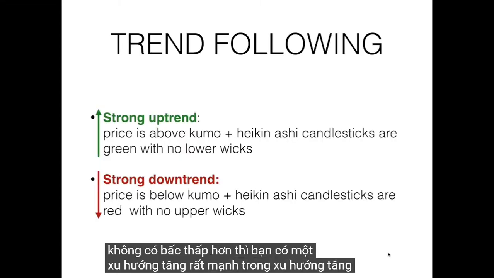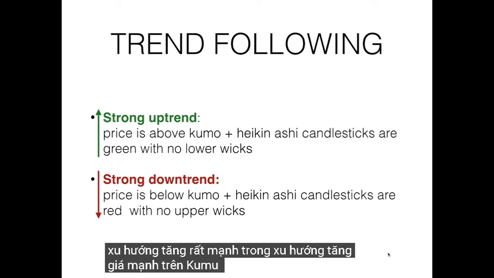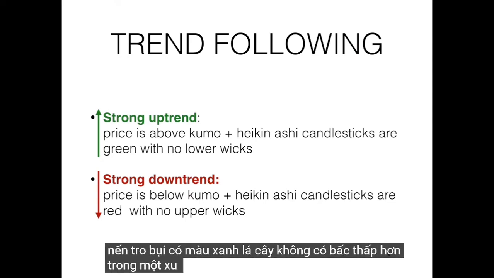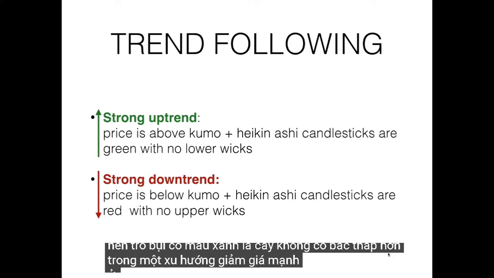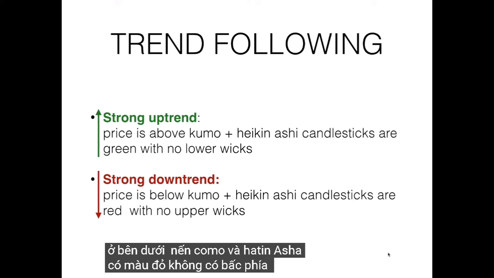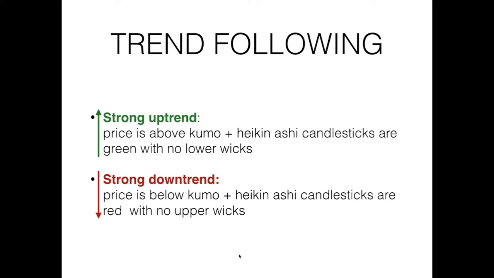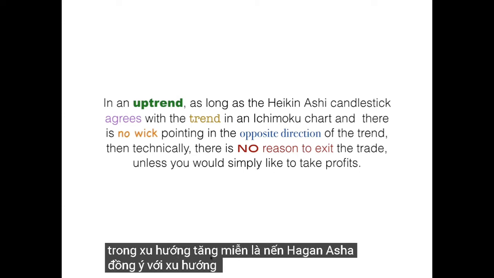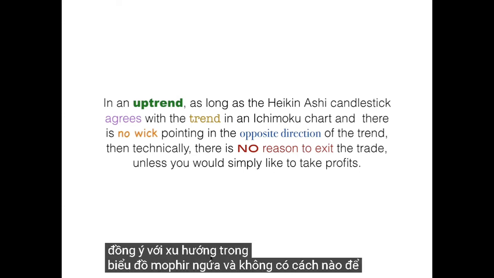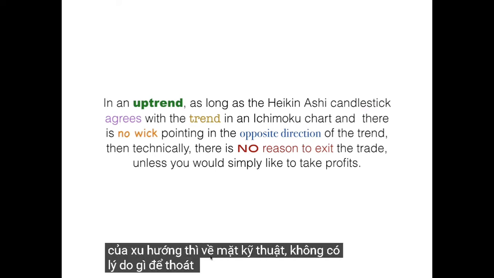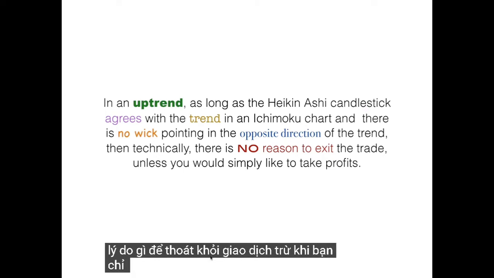In a strong uptrend, price is above the Kumo and the Heikin-Ashi candlesticks are green with no lower wicks. In a strong downtrend, price is below the Kumo and the Heikin-Ashi candlesticks are red with no upper wicks. In an uptrend, as long as the Heikin-Ashi candlestick agrees with the trend in an Ichimoku chart and there is no wick pointing in the opposite direction of the trend, then technically there is no reason to exit the trade, unless you would simply like to take profits.